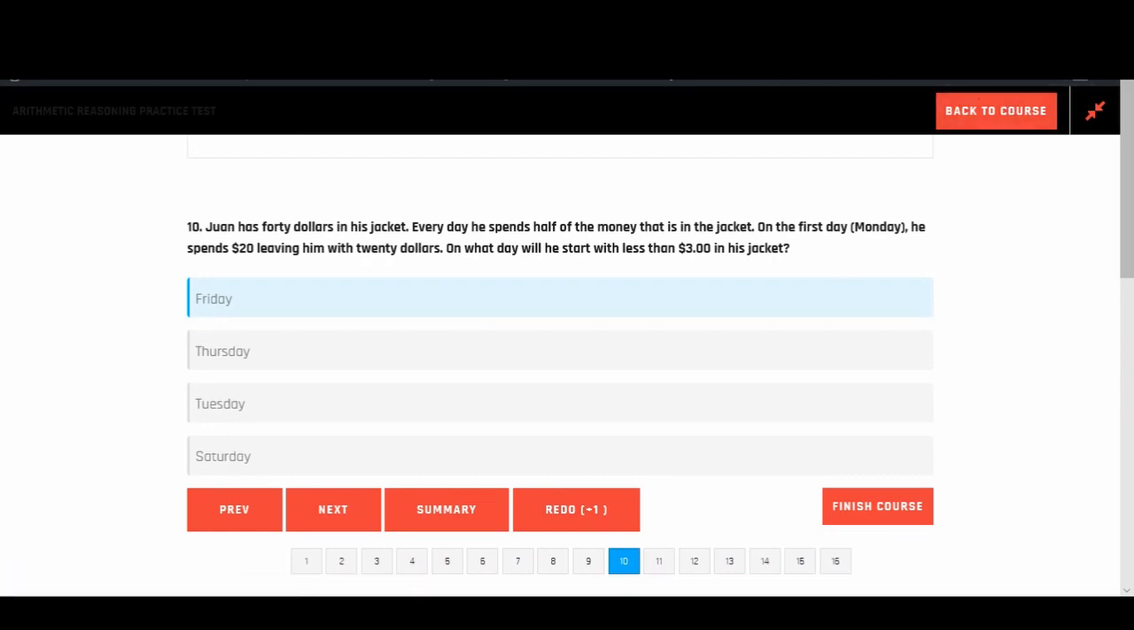All right. A lot of these problems require you to think pretty critically, which is the point of this practice test. Number 10 says Juan has $40 in his jacket. Every day he spends half the money that is in his jacket. On the first day, Monday, he spends $20, leaving him with $20. On what day will he start with less than $3 in his jacket?